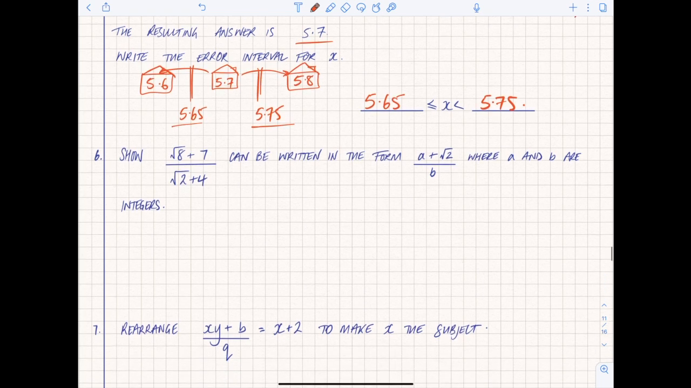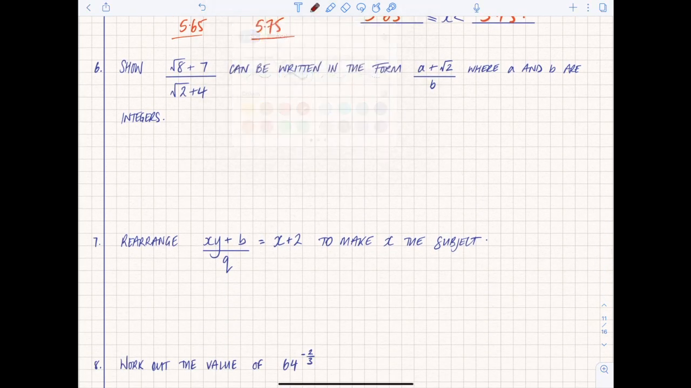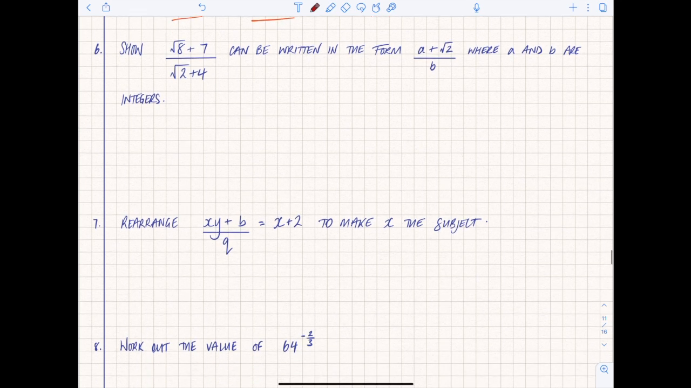Okay, question 6. So we're looking at surds here. Now, straight away when I'm looking at this, it says show that root 8 plus 7 can be written in this form. This is basically saying to me, if you've got a surd at the bottom of the fraction, you need to rationalise. Now, to pick up 1 mark in this question, all you need to do is multiply it by the opposite of the bottom. So at the moment, we've got root 8 plus 7 over root 2 plus 4. I need to multiply this whole fraction by the opposite of this, and the opposite of that is root 2 minus 4.